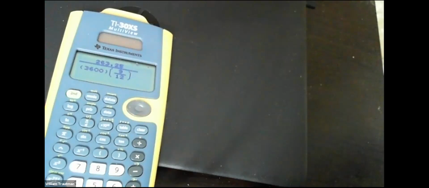Do you see I had the fraction, I put the 263.25 on top, and on the bottom I put the 3600 and the fraction 9/12. And when we hit enter, 0.0975. That's it. But that's not in percent form. You have to move the decimal two places. I'm going to write that down in a second.